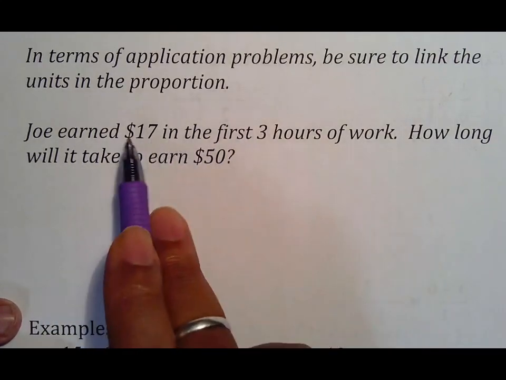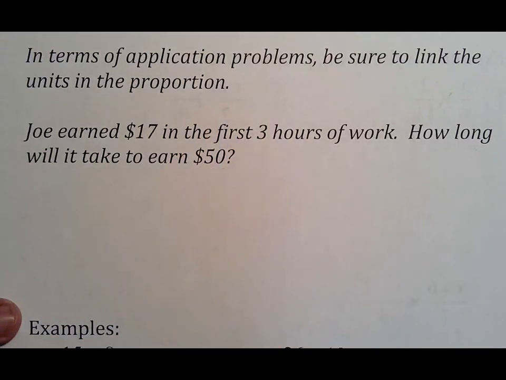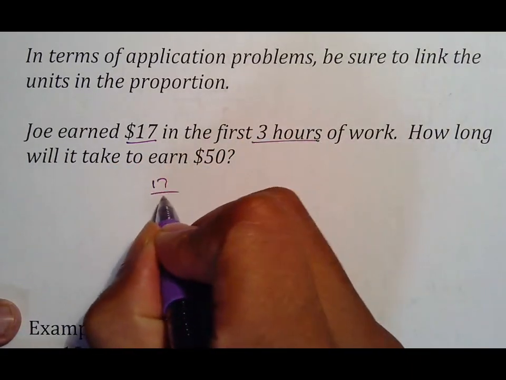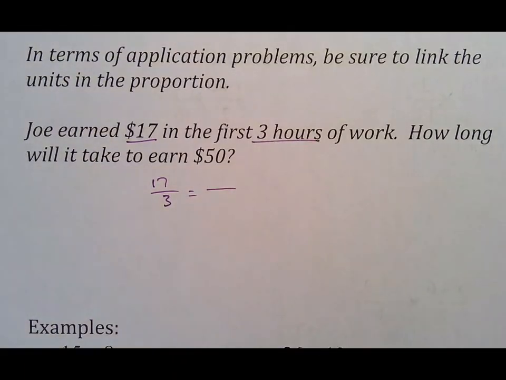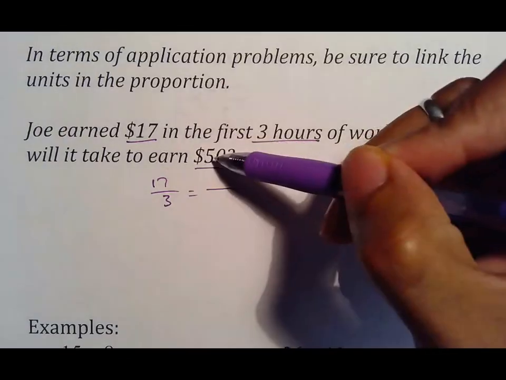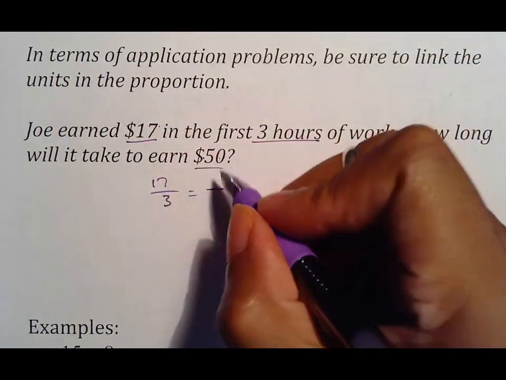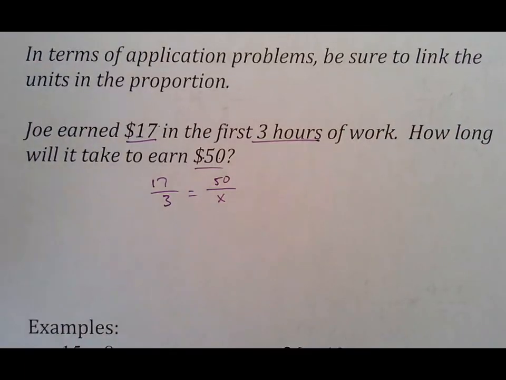This is where you're trying to take a situation and expand it to see for a different situation. So what I would do is make a ratio with 17 and 3. Then I would put an equal sign and set up a fraction. Here's the thing. Pay attention to the unit. 50 is in dollars. The other number in dollars is 17, which means 50 should go with the 17. And so we would put an x underneath because that's what we're looking for.